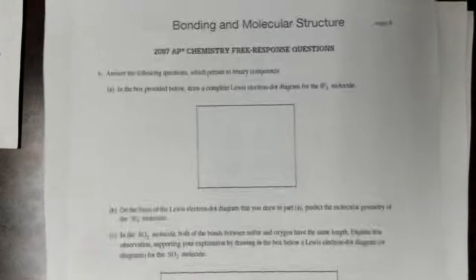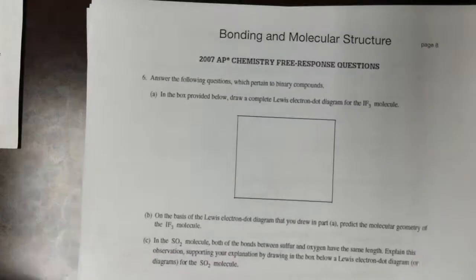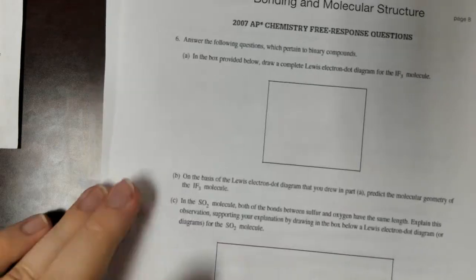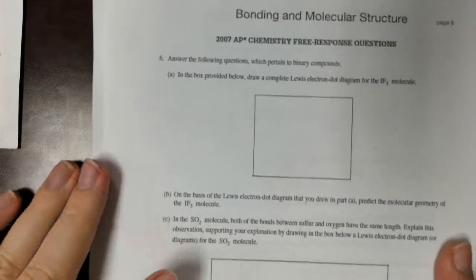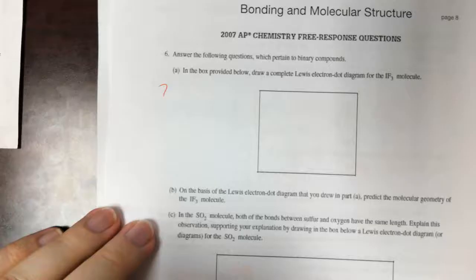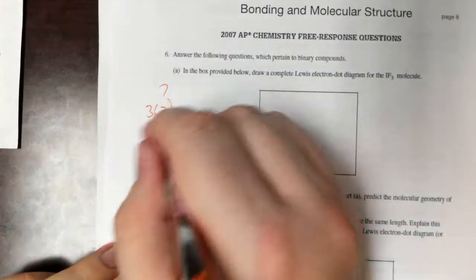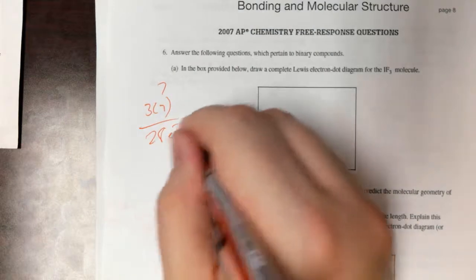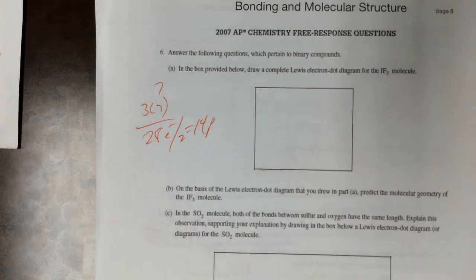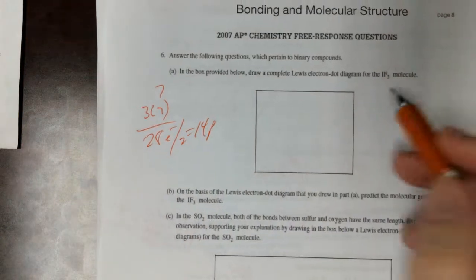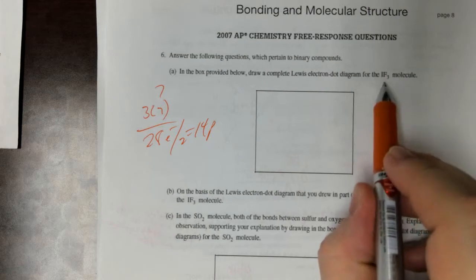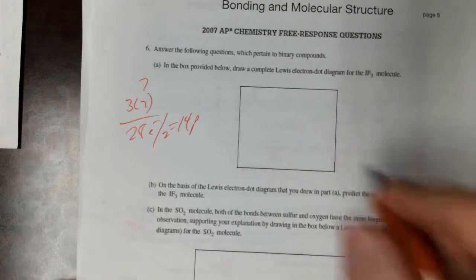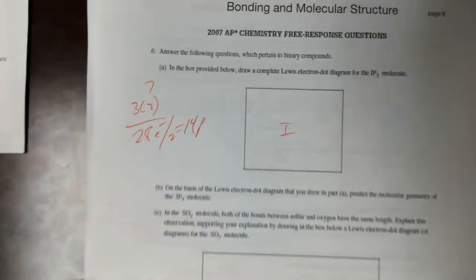Alright, moving on to 2007. IF3: they want you to draw the Lewis structure, so since we only have one here, I'll do the math out to the side. 7 for iodine, 3 times 7 for F, 28 electrons, 14 pairs. Alright, all halogens here, so you don't have to worry about double bonds because halogens do not double bond when they're terminal. I in the middle.